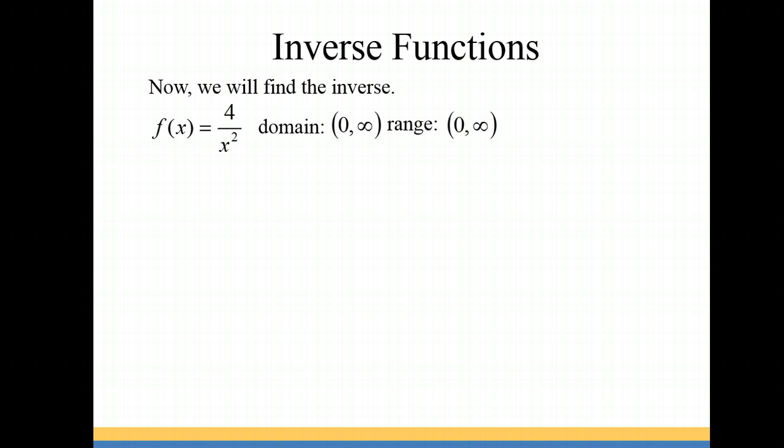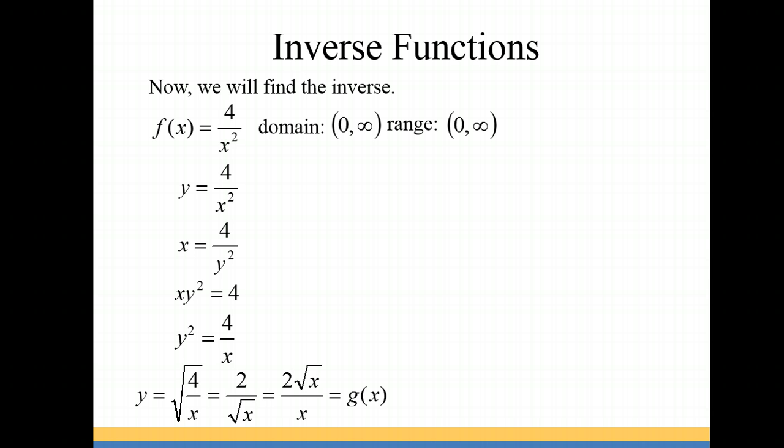Using our new domain and our same range that we had before, we're going to replace f of x with y, exchange x for y, then isolate y. So I multiplied both sides by y squared, and I'm going to divide by x. So y squared is equal to 4 over x. Now I'm just going to take the square root.